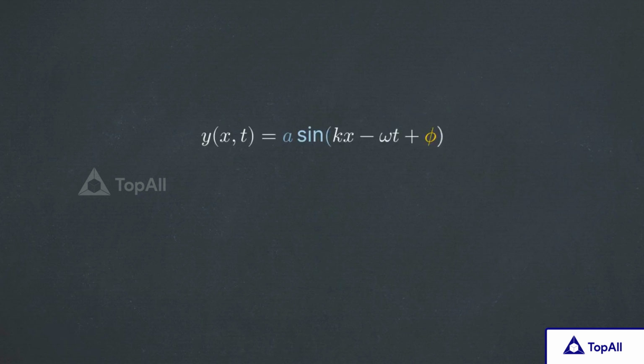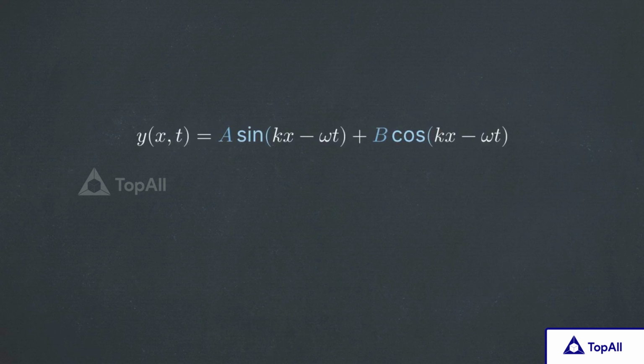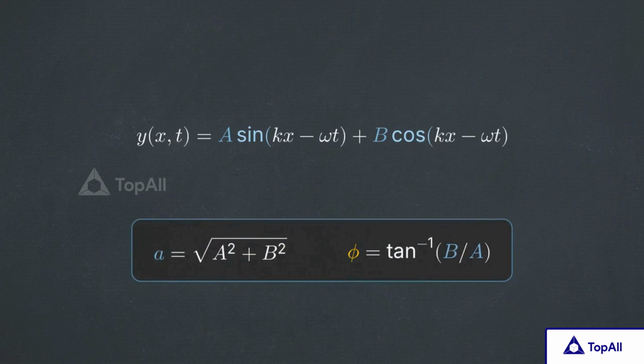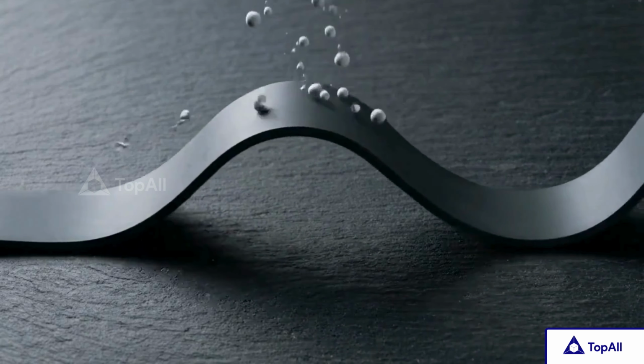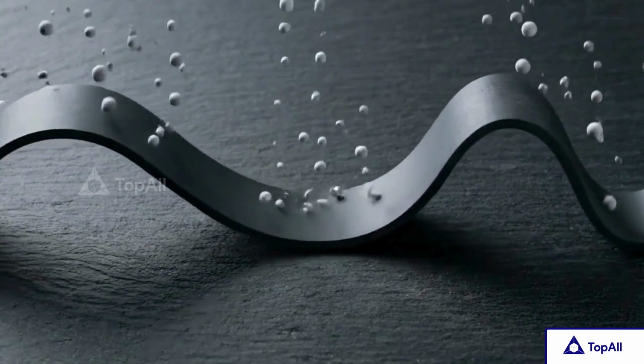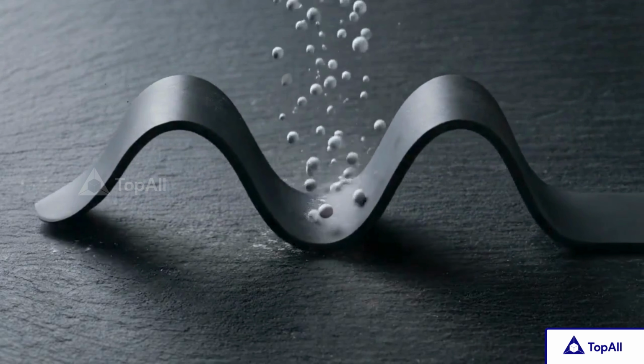Because of this initial phase angle, the single sine function can equivalently be broken apart into a linear combination of both sine and cosine functions. They mathematically map the exact same physical reality. This single line of mathematics solves our initial paradox. It completely unifies the localized stationary vibration of matter with the continuous global movement of energy across space.